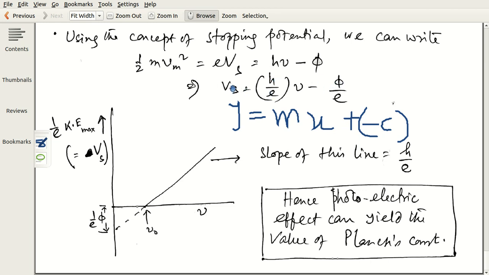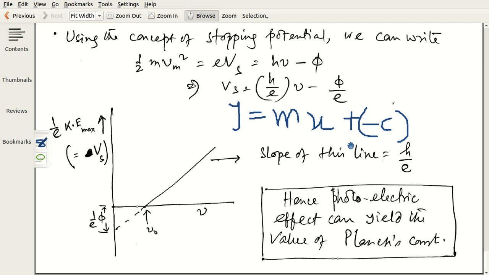If you set the stopping potential to 0, that means nu equals this part. Yes, Vs equals 0 at this point. At this point nu equals 0, so Vs equals minus phi by e, so this part in the negative direction, nu equal to 0 here.